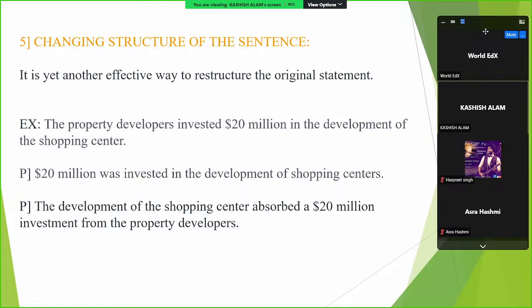Because in the original statement, the property developers have been discussed. But if you look at the first paraphrased statement, they were not there. That's the difference we have to cater for when we are changing the structure of the sentence. I hope so far everything is clear to everyone.